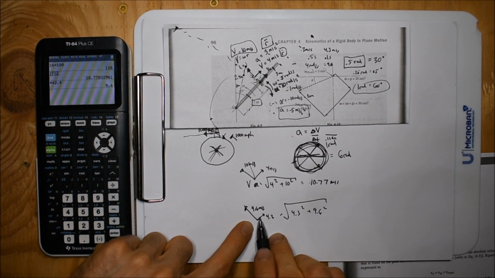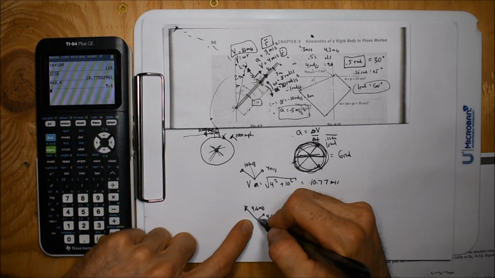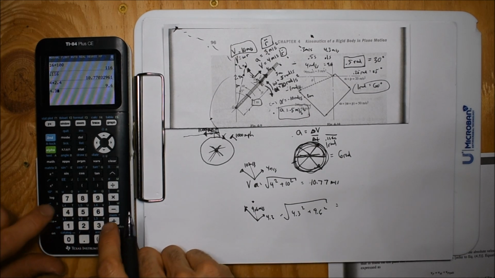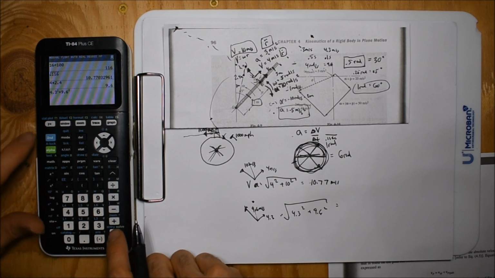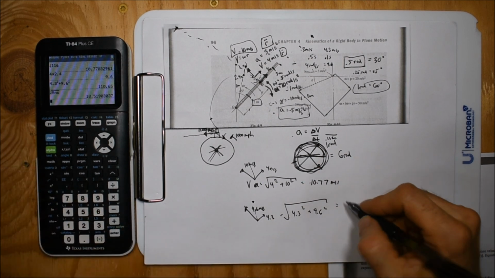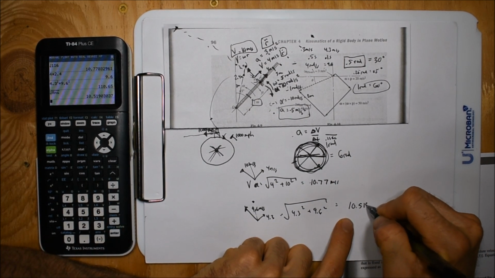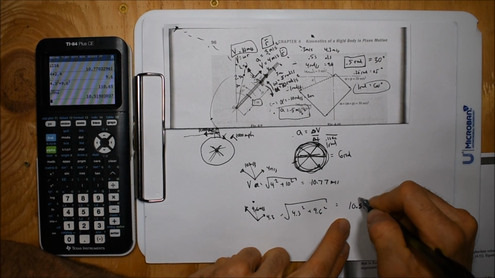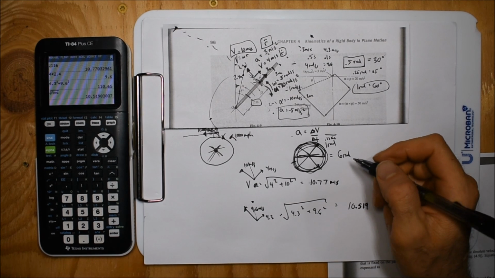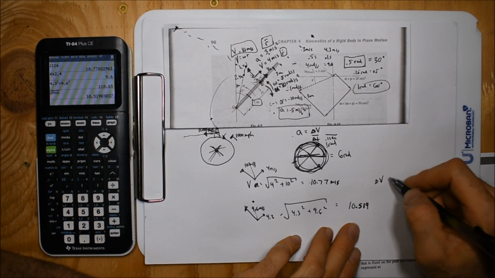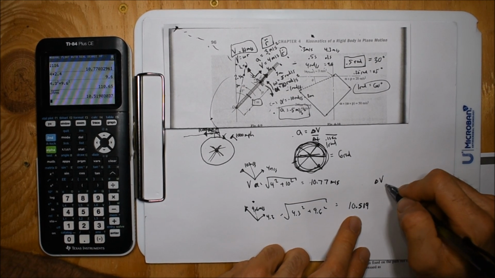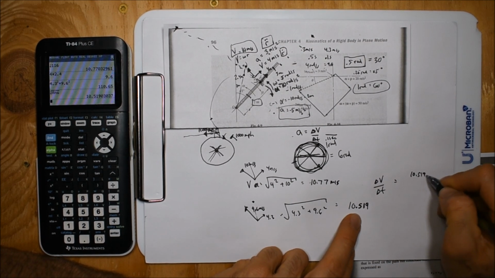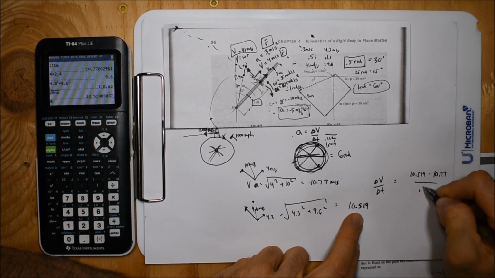So 4.3 squared plus 9.6 squared, and you got to know this. You got to know, hey, I got a direction this way and a direction that way, and what's the magnitude? So 4.3 squared plus 9.6 squared, square root of that. Oh, okay, so it's a little bit smaller, 10.519. Okay, sounds good. So it looks like we're going to have a reduction in our acceleration. So change in velocity is negative, over change in time.